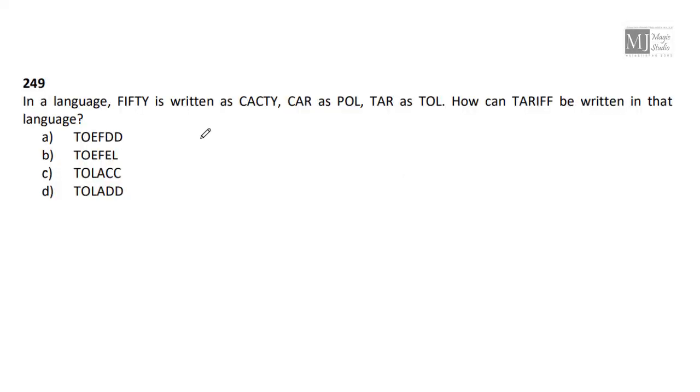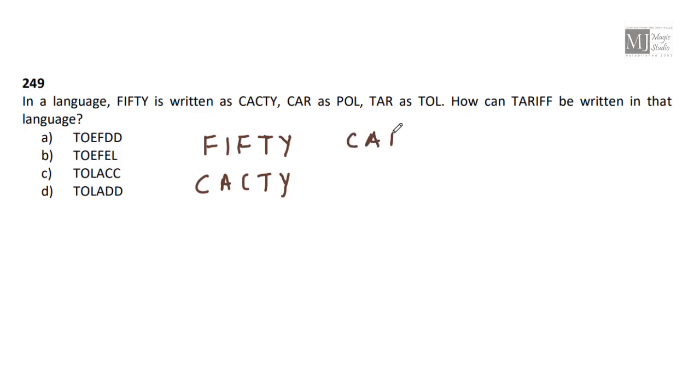In a code language, TOY is written as CACTY. CAR is written as POL. TAR is written as TOL. Then how would we be writing TARIFF?